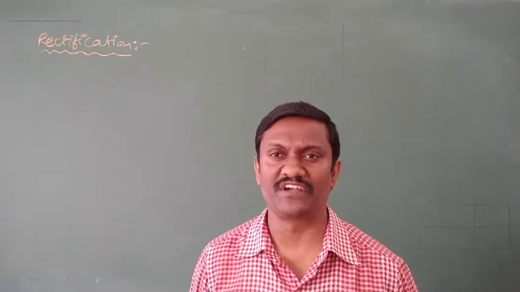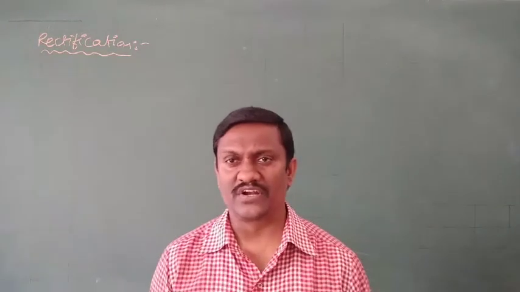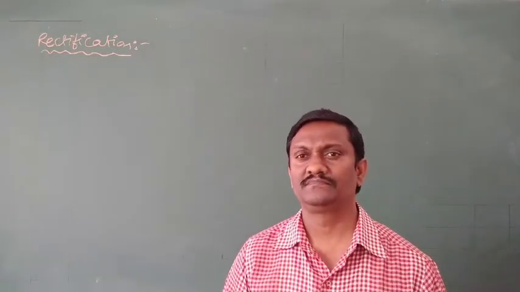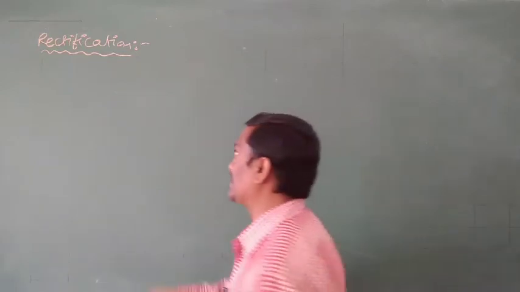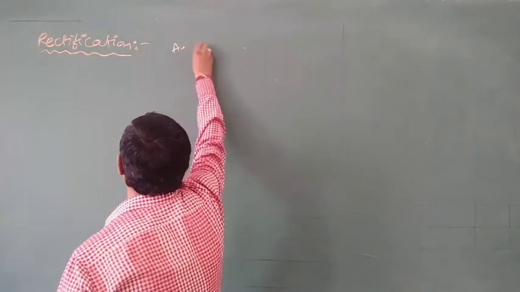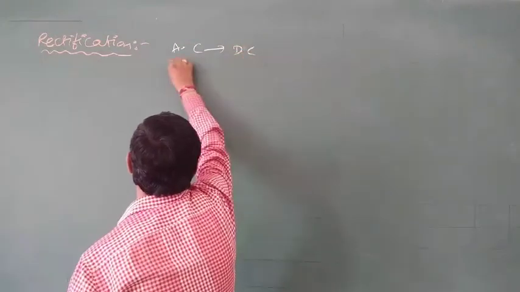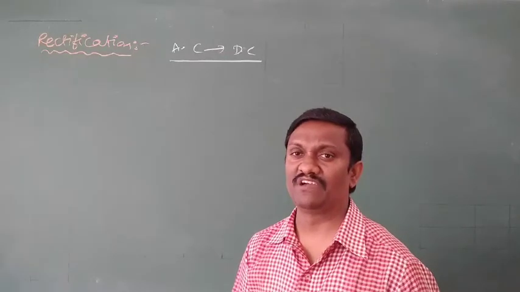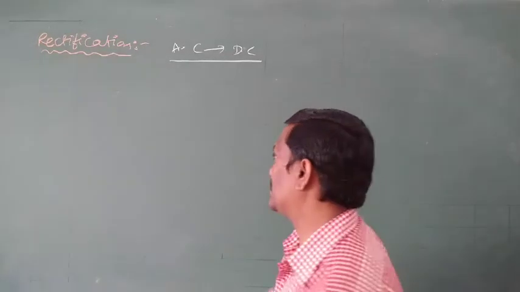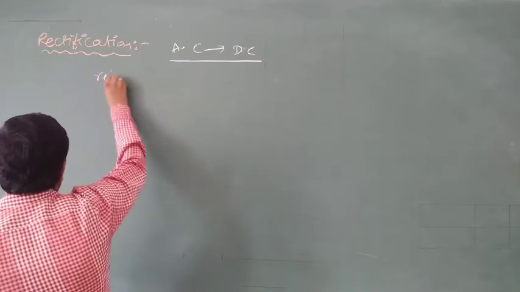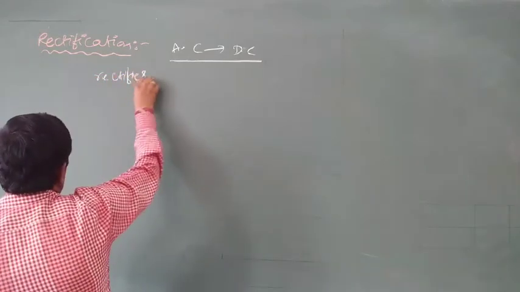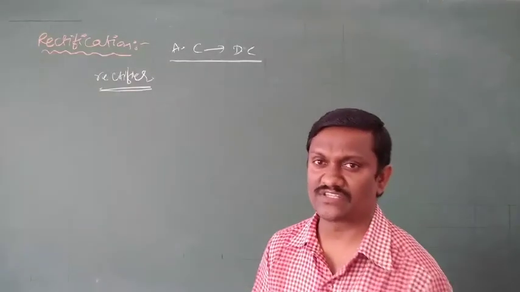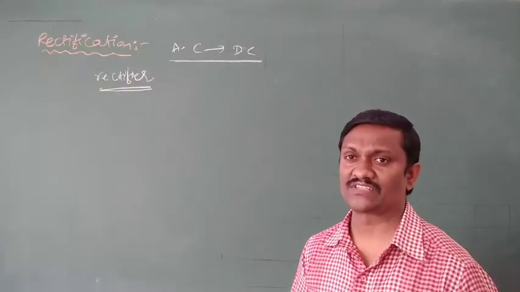Now, what is meant by rectification? Rectification means the process of conversion of AC into DC. The process of conversion of alternating current, AC, into direct current, DC, is called rectification. A device which converts AC into DC is called a rectifier circuit. So a rectifier converts AC into DC, and that process is called rectification.